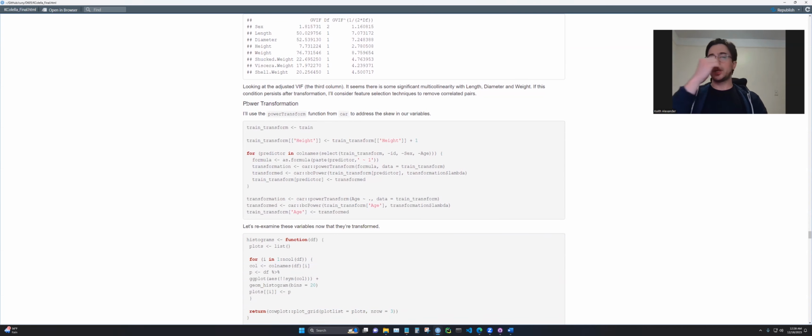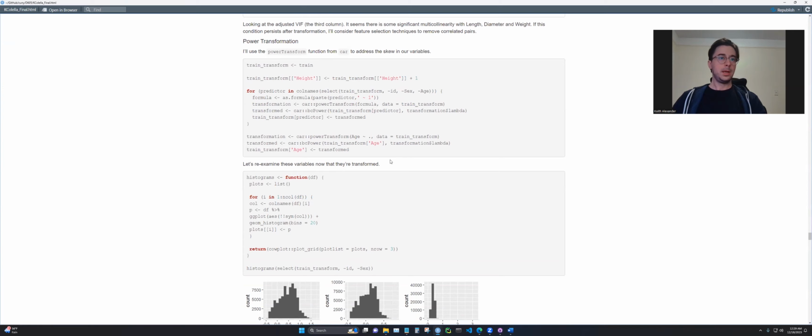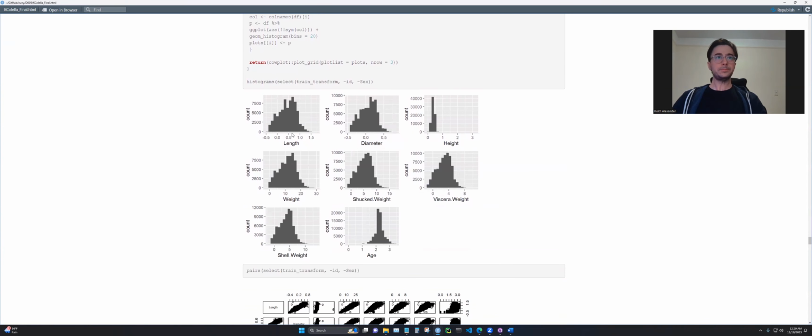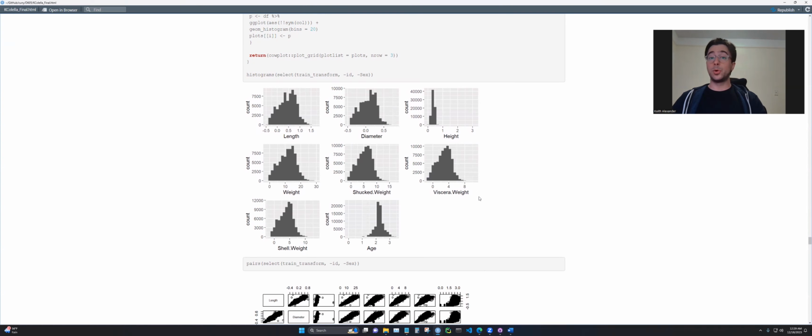The first thing, though, is when we were looking at the distributions of these variables, we saw they all exhibited a good amount of skew. So I wanted to apply a power transformation to all of our variables and see how that impacted the model. So I've implemented that here. When we replot our variables, we see that actually they are much more normal now.